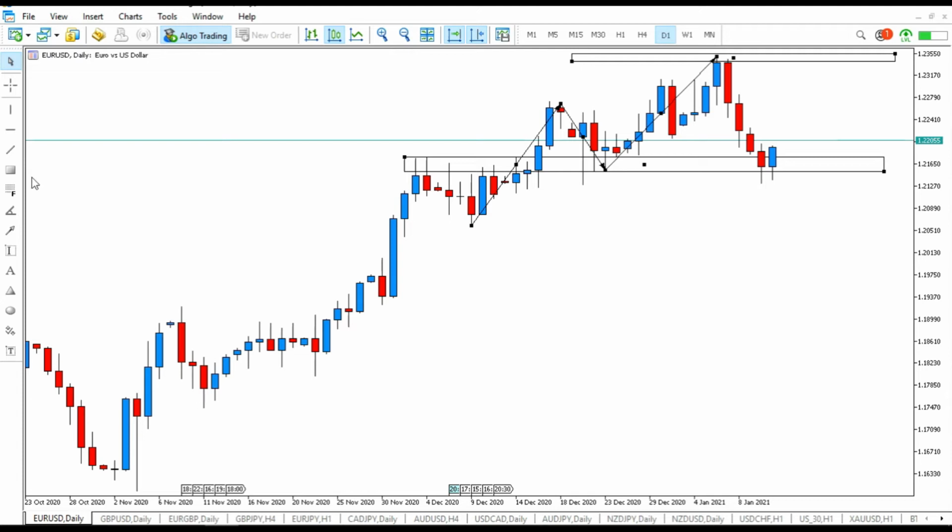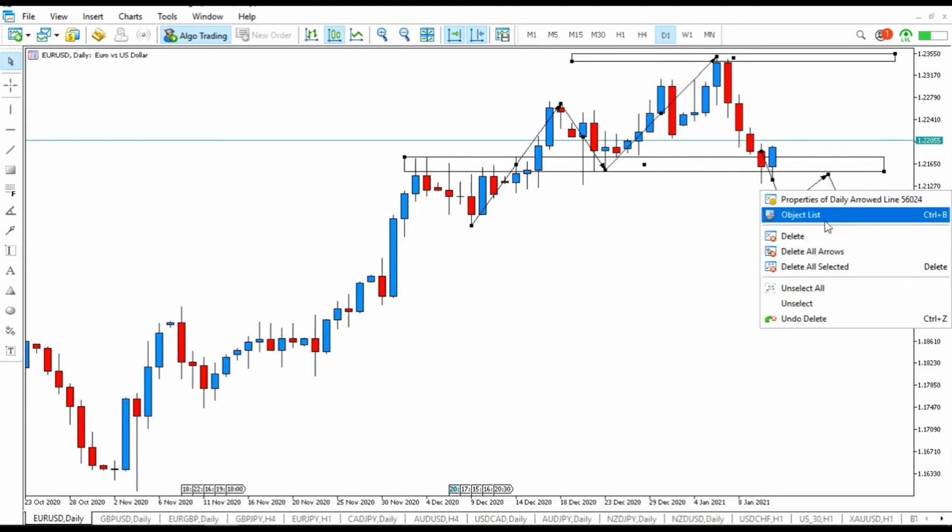This can also work for price coming down. Price comes down towards this level of resistance, breaks, retests, then goes below. So it's the same concept throughout, for both the uptrend and the downtrend.